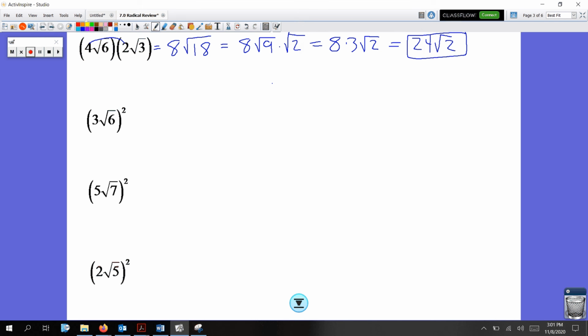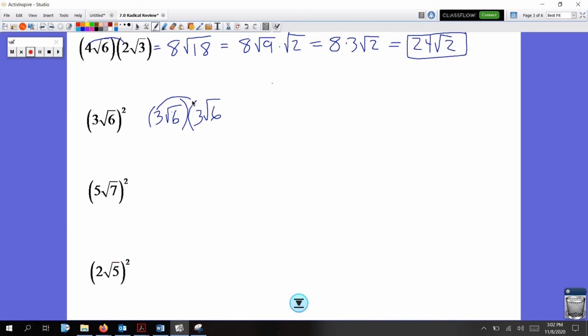All right, when you have an expression that is squared with a radical, I'm going to expand this first example, and then the next two, I'm going to just show you how I would do it if I were doing this assignment, okay? So when we square something, remember, that means we're multiplying that item times itself, right? So now I know I'm squaring 3 root 6, so I'm going to take 3 root 6 times 3 root 6.